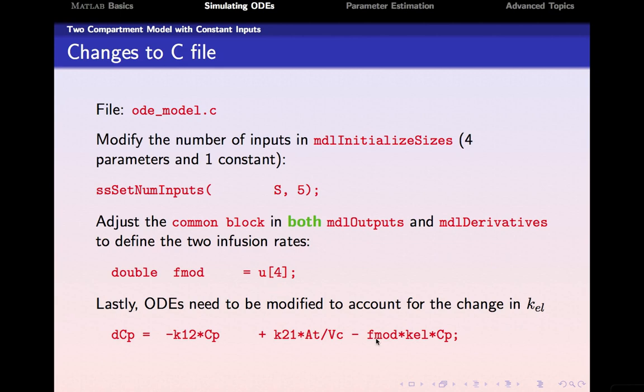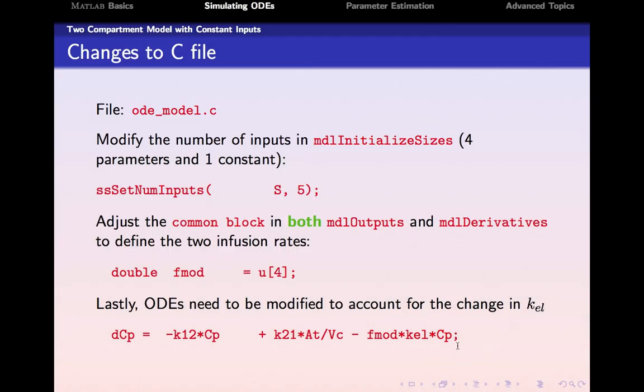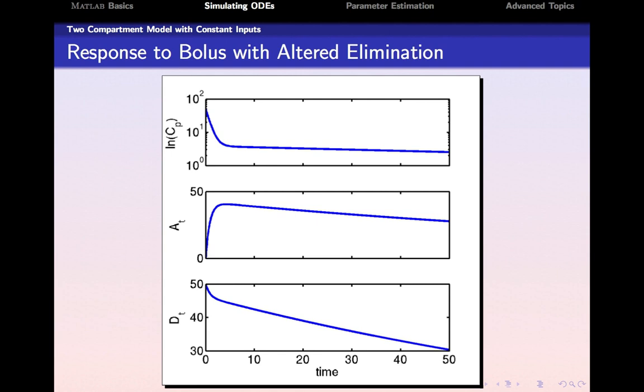Then I have to modify my differential equations accordingly, so I have a minus fmod times KEL here. I've taken this constant value in the upper level and passed it down to the lower level, all the way into the C file where the integration is occurring. If we run this, it'll run forward in time, and we'll see that the drug hangs out a lot longer in this example than it did before. Again, this is a contrived example, but it shows pretty clearly how you can take information that's defined in your simulation driver and pass it down into your actual model file, into the C file where your integration is occurring.